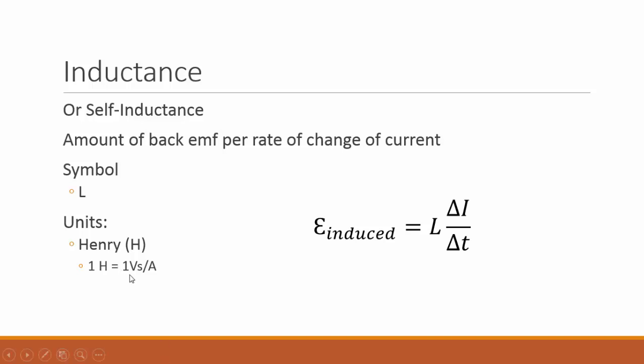1 Henry is a volt times a second divided by an amp. A Henry is a particularly large amount of inductance. You don't usually see a Henry, you may see a picohenry amount of it. So a Henry is a huge amount of inductance. So usually inductance is much smaller than a Henry.